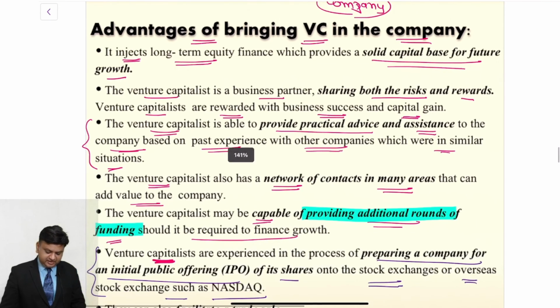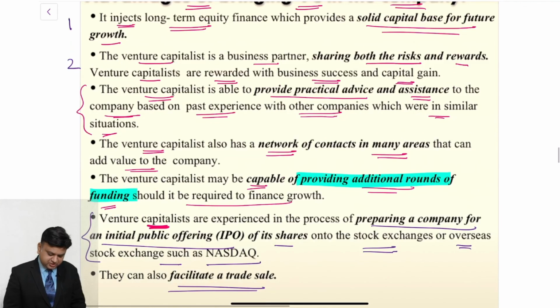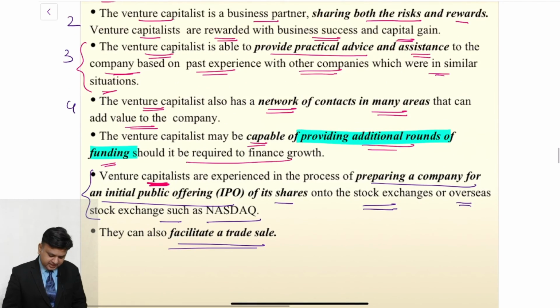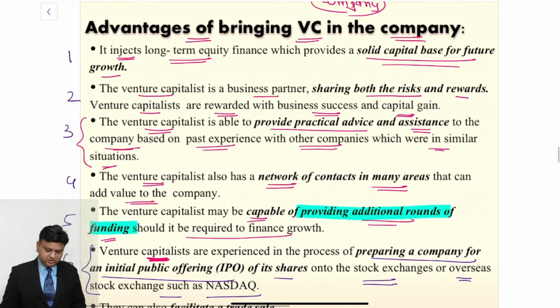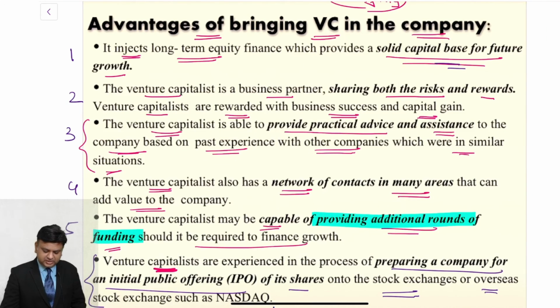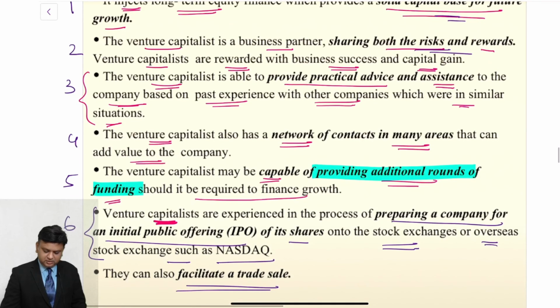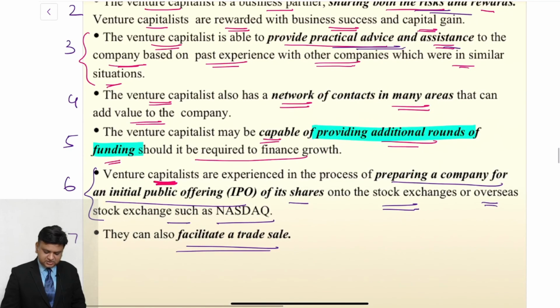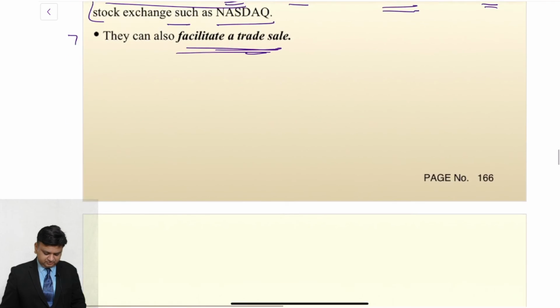So these are the advantages, and you are required to mention them very precisely. You can prepare your own head points to remember from the examination point of view: solid capital for future growth, risk and reward, advice and assistance, network, additional round of funding, preparing the company for IPO, and trade sale.